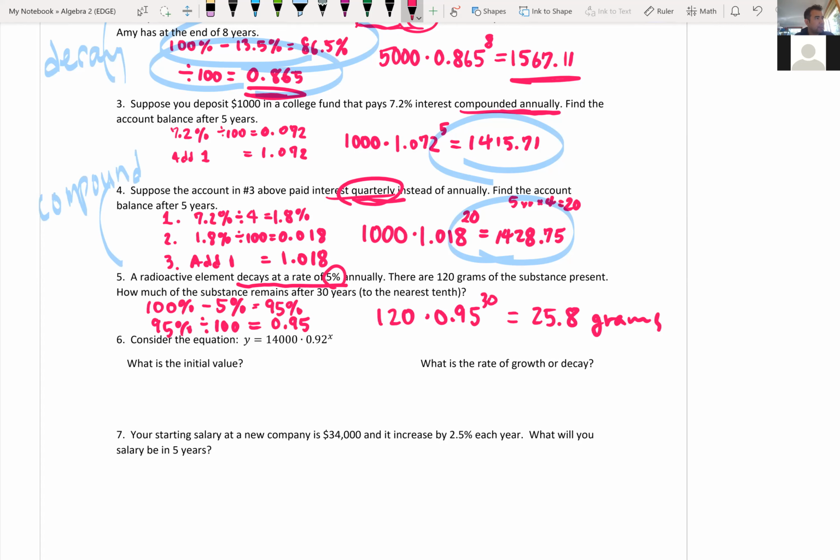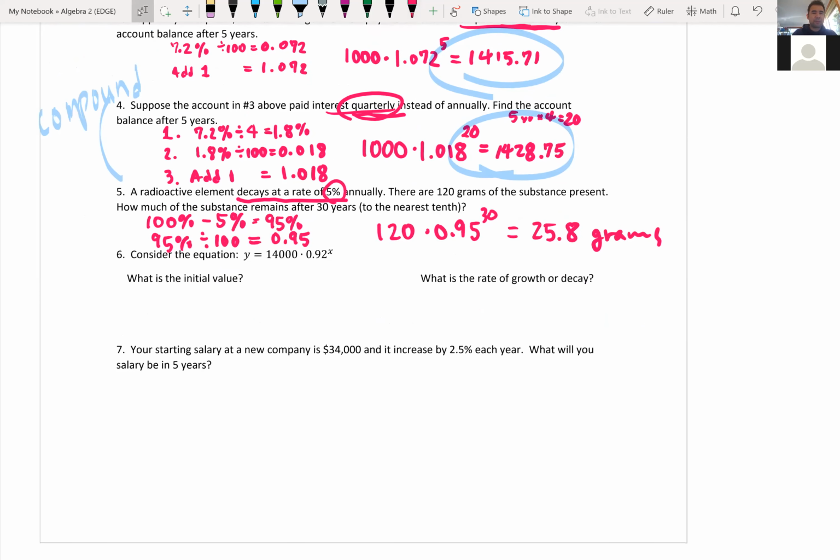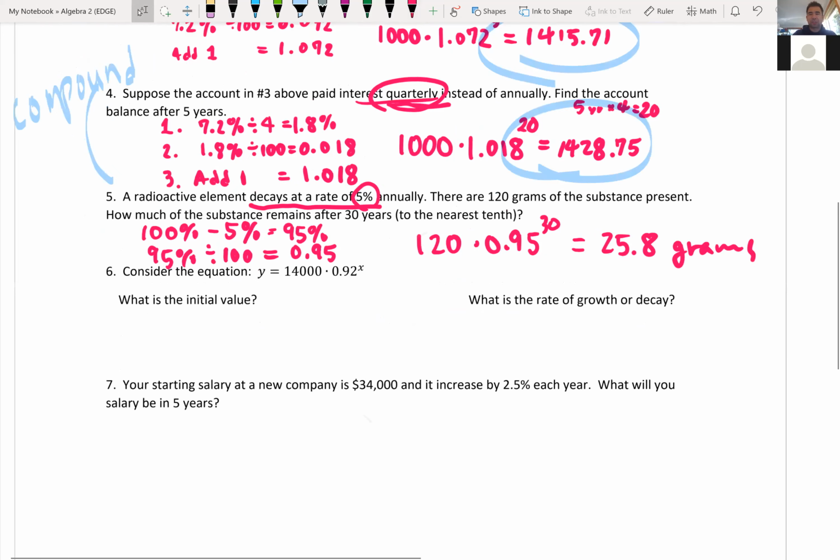Is everybody good? Francisco, would you take a look at your answer and what you did and see if you can get the number 25.8? Okay, we've got 2 more questions to go.